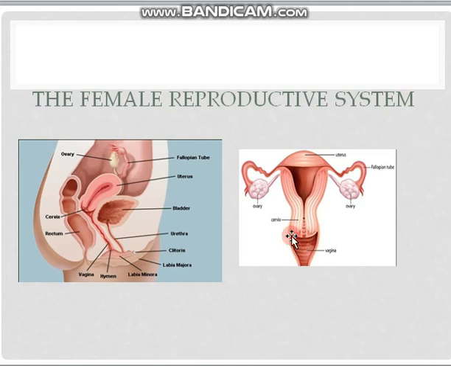Let's come to the next part called the vulva. So this part is called the vulva, and we have labeled it as labia minora and labia majora. It is sitting in front of the vagina and then the urinary tract.